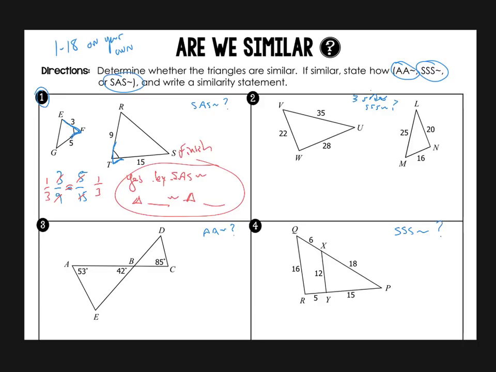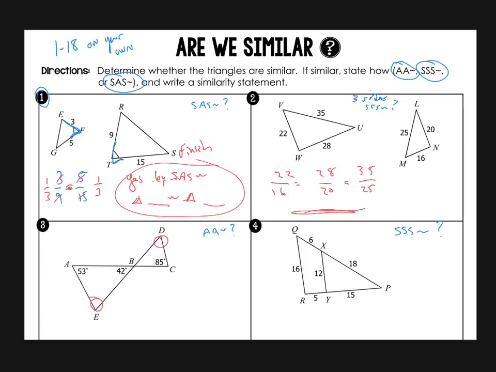On number 2, again, looks like side, side, side. So in order of least to greatest, 22, 28, 35. And then from order of least to greatest on the other one, looks like we got 16, 20, 25. And let's see if those work out. If so, then yes. If not, then stop and say no. For me, I think I would go with reducing these fractions. And so then if no, stop. If yes, write a similarity statement. On number 3, looks like angle-angle similarity. Find this value, find that value, and then make a decision.